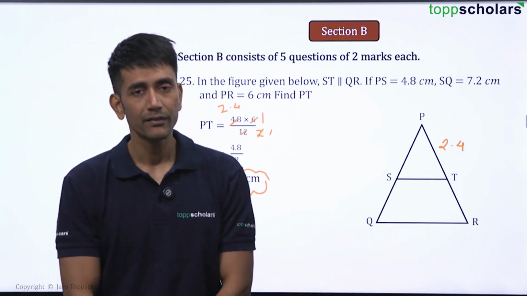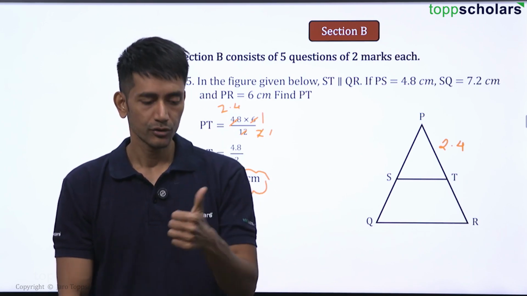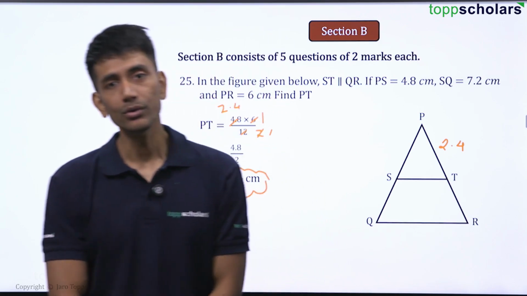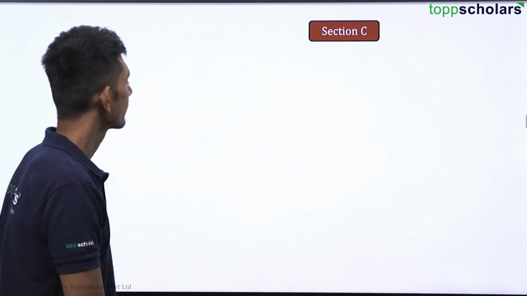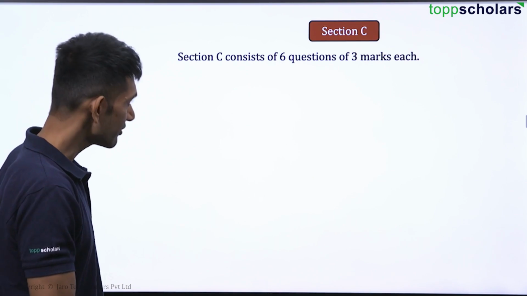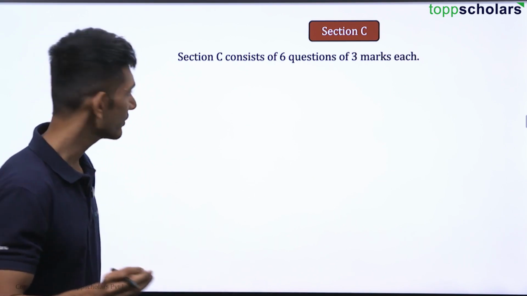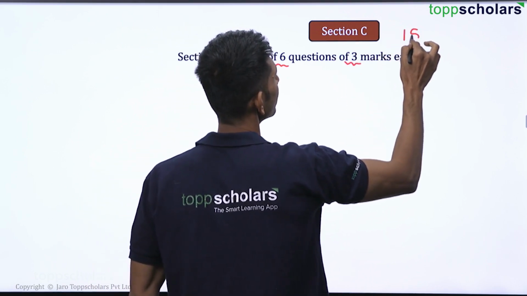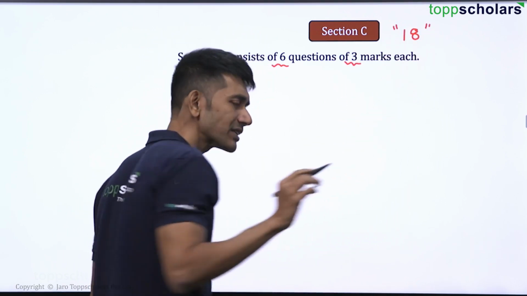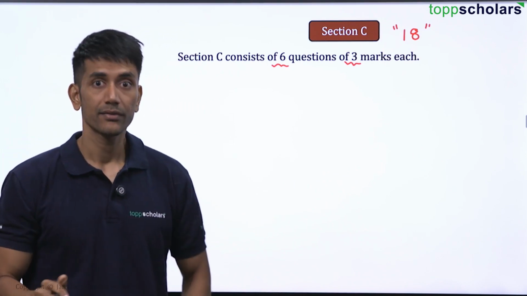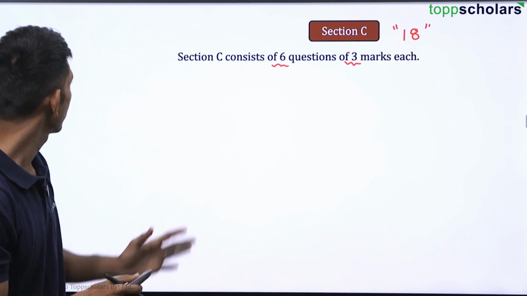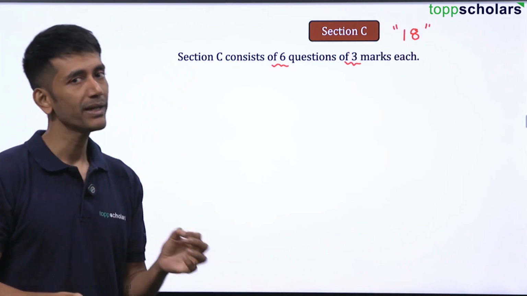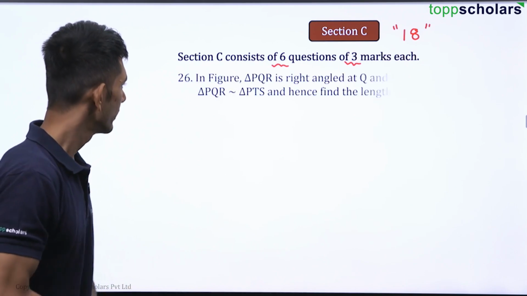We are done with section B where we have covered 5 questions. So section A 20 questions, section B 5 questions. Now we will move on to section C. Section C is one of the important sections which I feel, because there are 6 questions of 3 marks. So total this section is of 18 marks and the questions here are very moderate. They are not that difficult. Correct? So it is in the middle. So if you know the basics very well, you will be able to solve these questions. Okay.